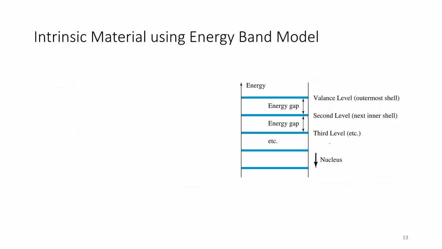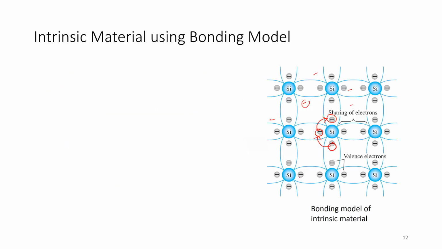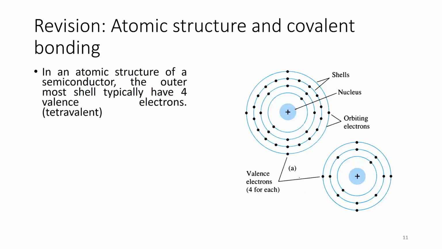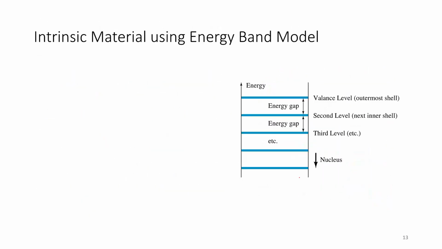Now leaving the bonding model, going to the energy band model. This is an energy model. It states that electrons can only have fixed allowable energy levels. In between the levels is the energy gap. So if you have an atom, I'm going to go back to this previous slide. This is an atomic structure of a single atom that is used in the covalent bonding, in the bonding model. So now instead of depicting that atom looking like that, we will now show it looking like this.